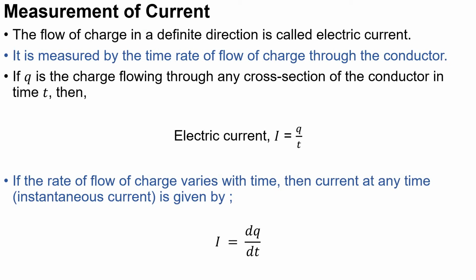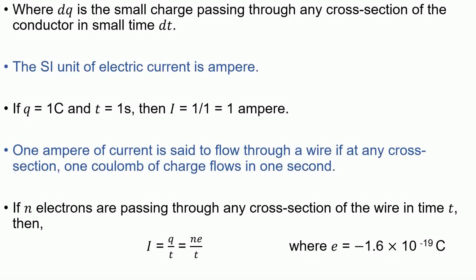is given by I equals dQ upon dt, where dQ is the small charge passing through any cross-section of the conductor in small time, dt. The SI unit of electric current is ampere. If Q equals 1 coulomb, and T equals 1 second, then I equals 1 upon 1 equals 1 ampere.